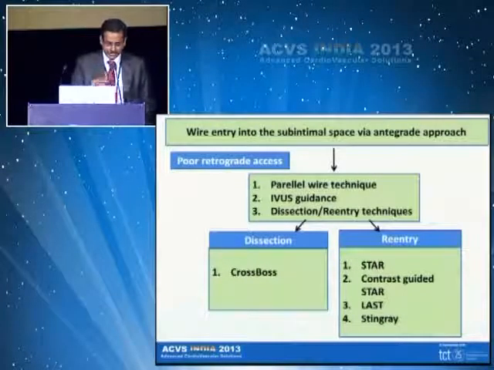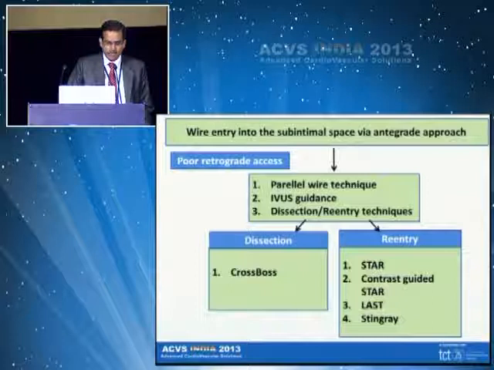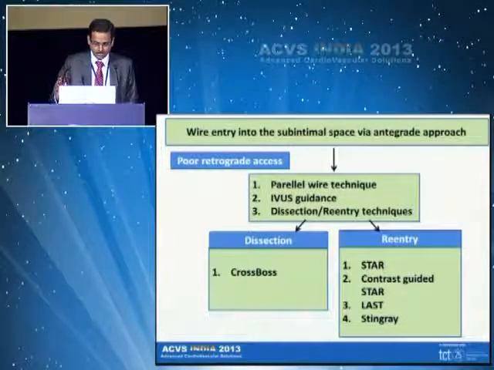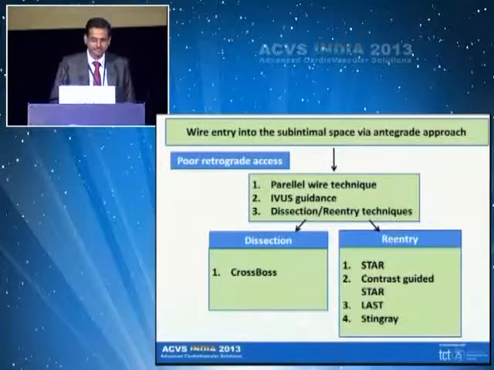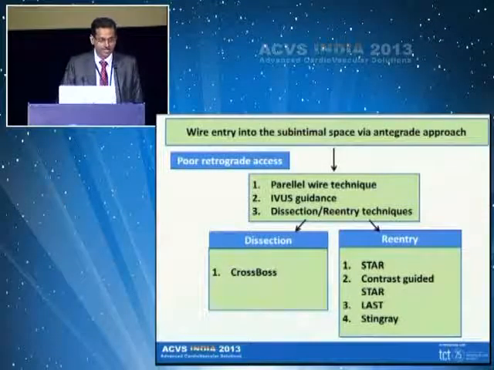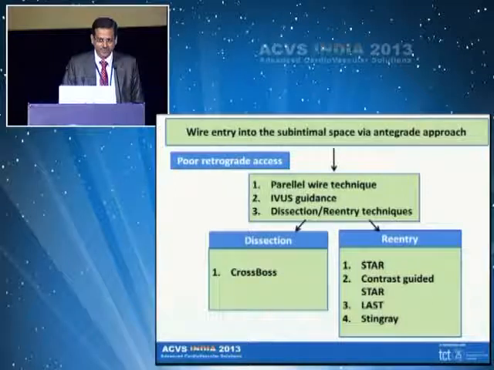What are the various methods of doing it? Well, the first and most commonly practiced by me as well as most of my colleagues is the parallel wire technique, with or without the IVUS guidance. Many a times we want to use an IVUS, but we are not able to use it because there is no side branch to park your IVUS catheter, but whenever it is feasible, we do it.